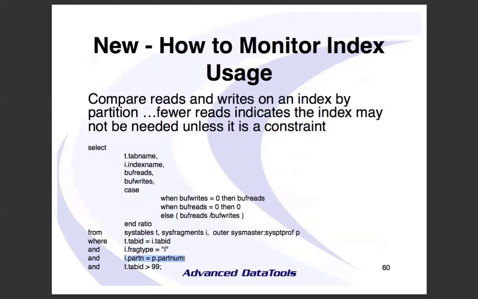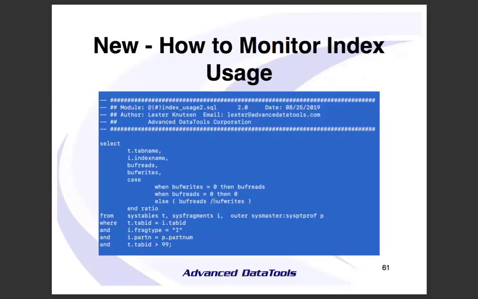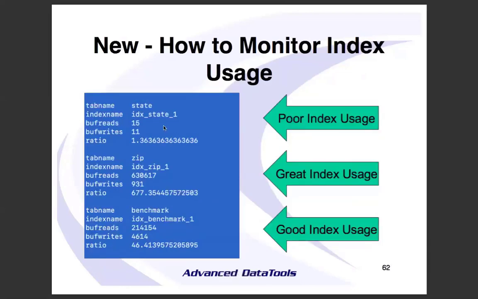Let's say you have an index that's partitioned into 12 partitions. You will see 12 records now, one for each partition, telling you the IO for that partition. And what you want to do is compare reads to writes. And I have something I call the ratio, and that's the ratio of reads to writes. The higher that ratio is, the better it is. Here's a script, and here's a look at the ratios.